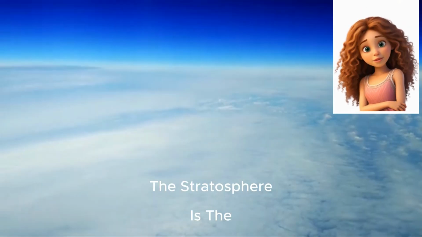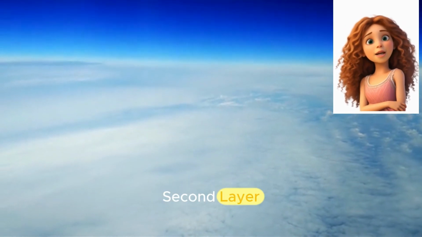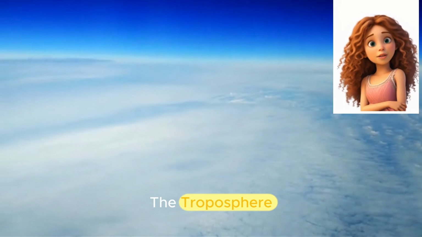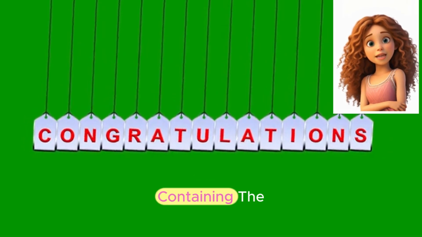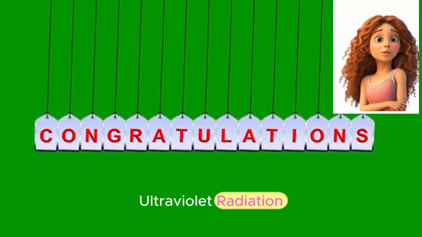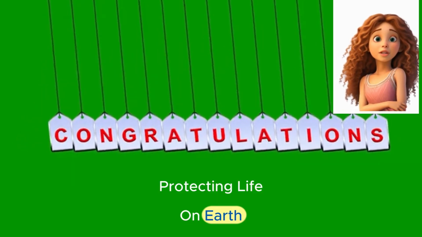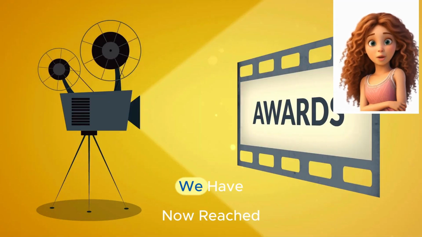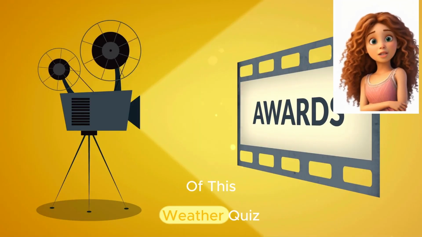Stratosphere. The stratosphere is the second layer of the atmosphere above the troposphere. It is known for containing the ozone layer, which absorbs most of the sun's ultraviolet radiation, protecting life on Earth from its harmful effects. We have now reached the end of this weather quiz.